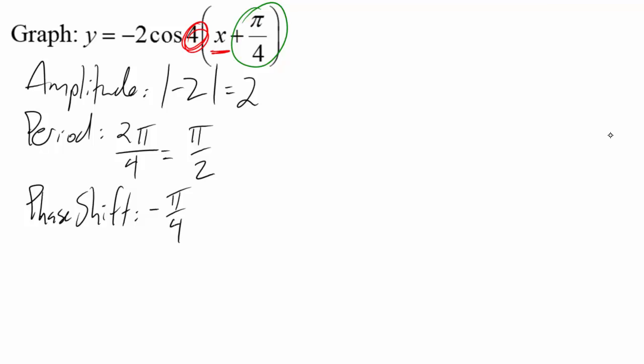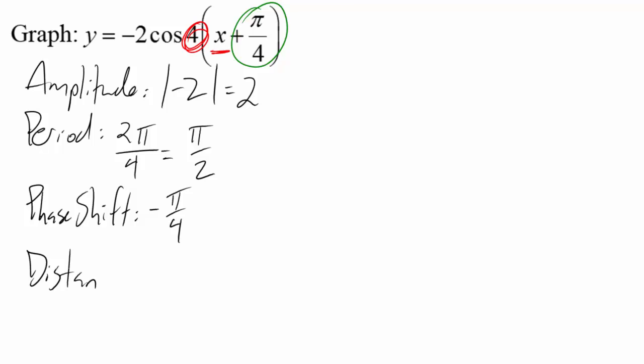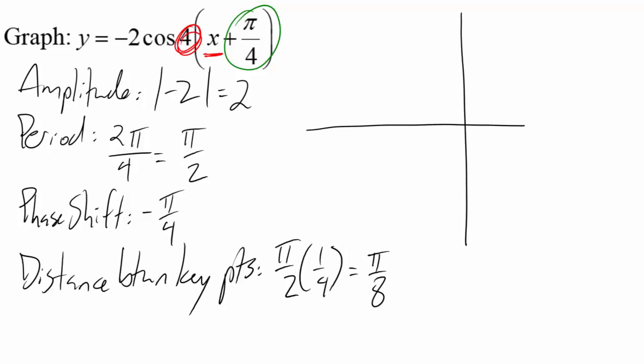Now we're going to look for our distance between key points. Now remember, that's just going to be found by taking our period, which was pi over 2, and multiplying it times 1/4, which will give us pi over 8. Now we're on to drawing our graph of our function.